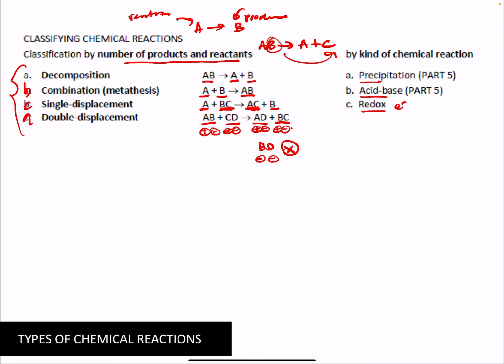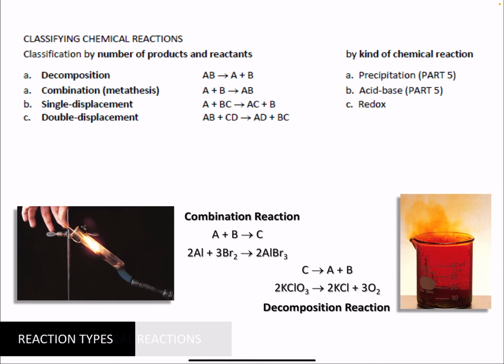describe these things in terms of the number of products and reactants. One thing going to two things, going to one thing, a compound going to a different compound, and then switching partners, right? Decomposition, combination, or metathesis, single displacement, double displacement. Or we can talk about the kind of chemistry. And give me some examples.